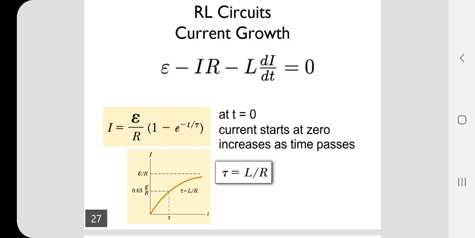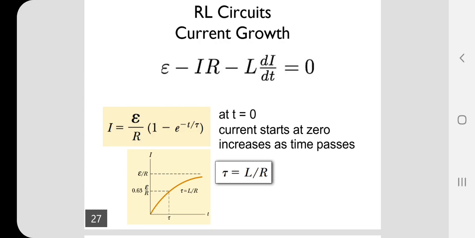Just observe how the current varies with respect to time in the inductance. The current starts at 0 at t equal to 0 and increases as time passes. Observe that this is an exponential increase, where tau is equal to L by R.